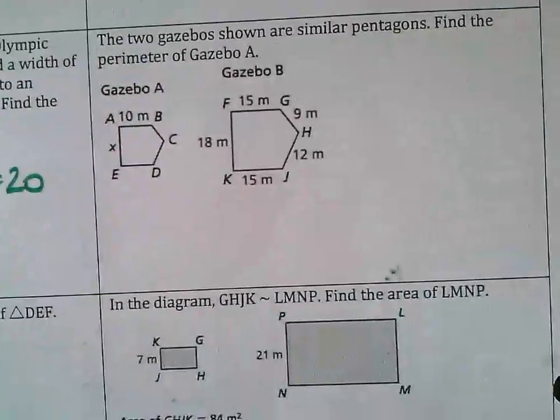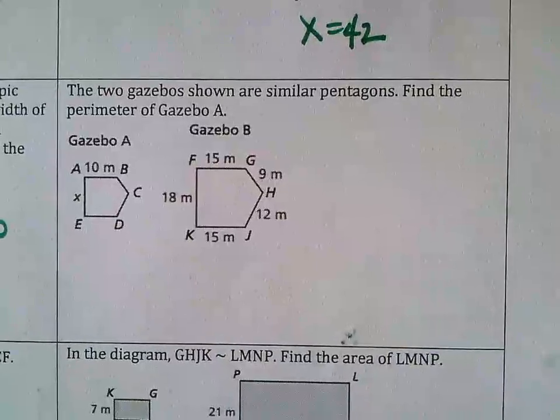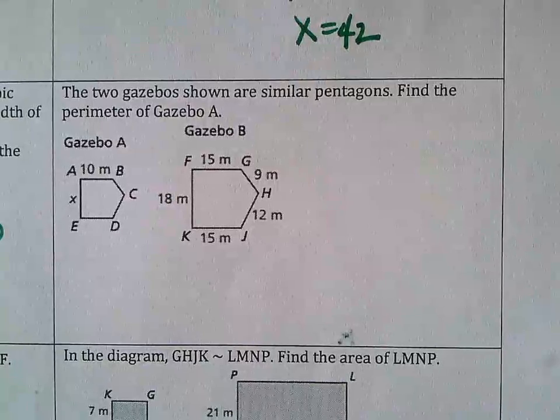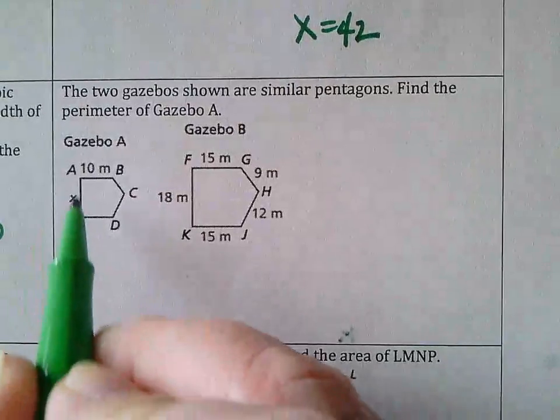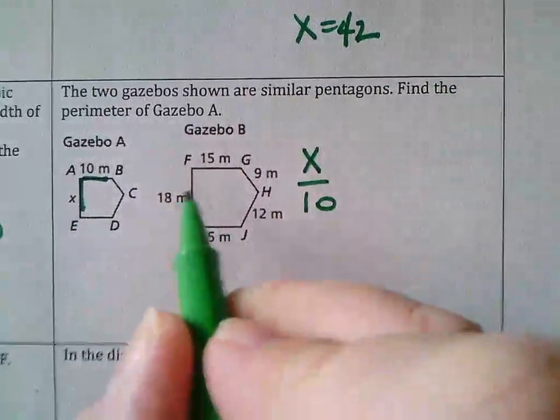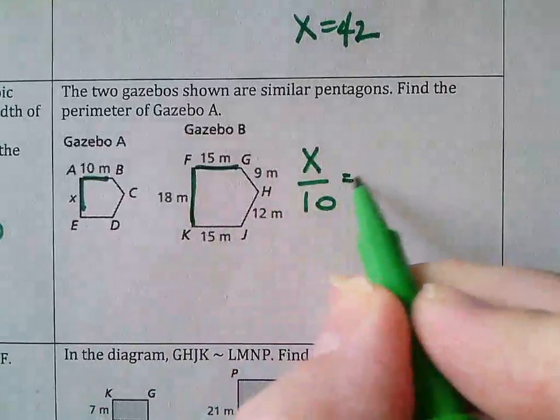All right, so in this one, the two gazebos are shown, they're pentagons, five-sided figures. I want to find the perimeter of gazebo A. So this is x over 10 and 18 over 15.